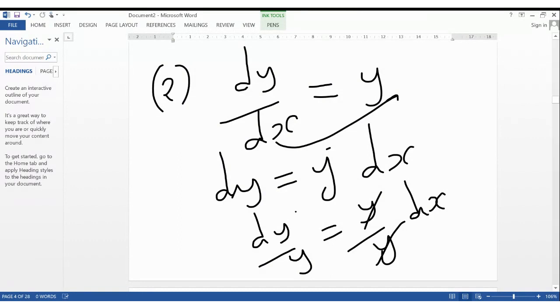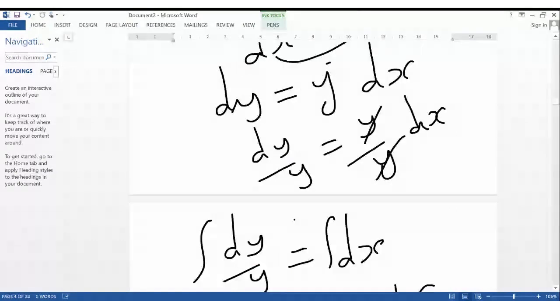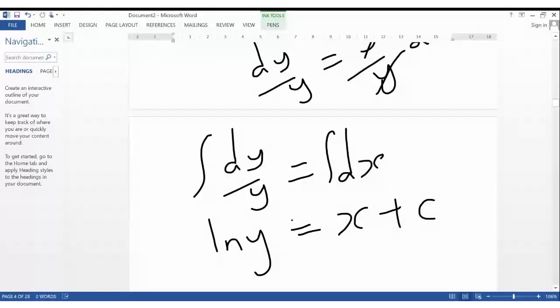When you integrate 1 over y, you'll get ln y. When you integrate dx, you'll get x plus c. And you are done with that. So that is basically the answer that you'll get. I can still move a bit further with this one here.